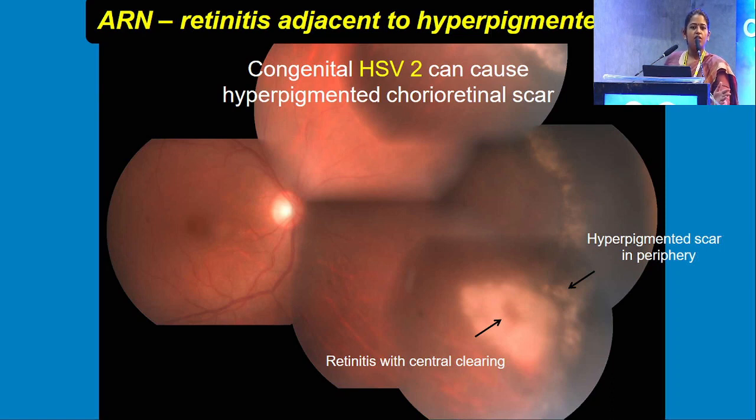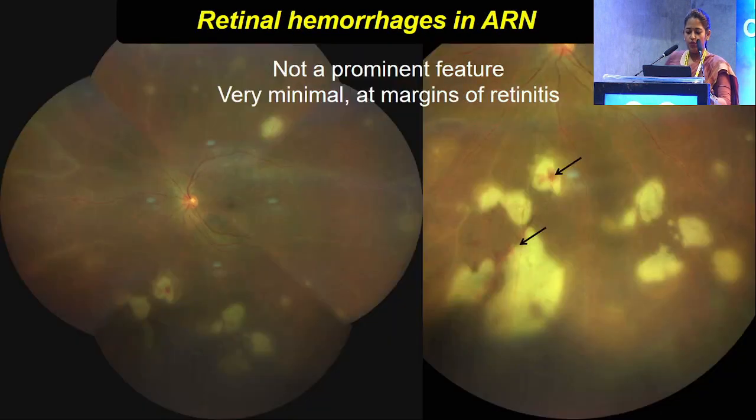Although toxoplasma is usually at the posterior pole, HSV2 can happen at the posterior or in the periphery, likely in the periphery. So, retinitis occurring adjacent to the pigmented scar and with a central clearing. Think of acute retinal necrosis secondary to HSV2.